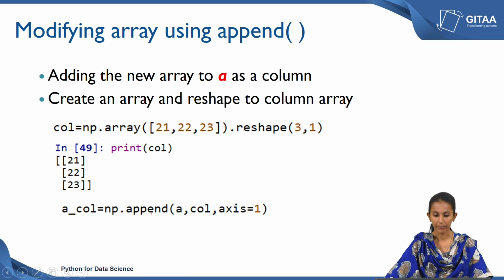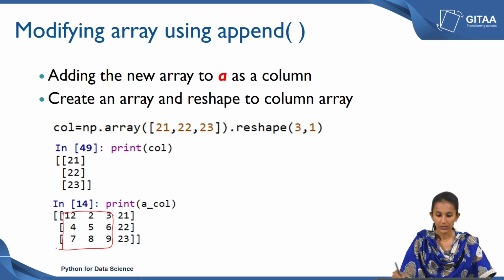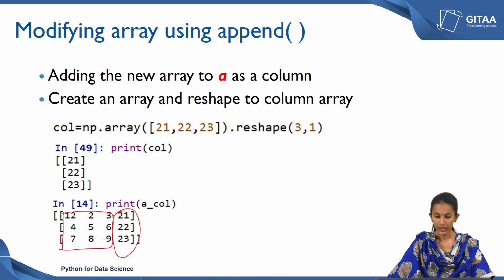So, np.append is a function. This is our existing array A, comma, the new array which we have created now, comma, axis is equal to 1. You can store it in a variable called A underscore col. This will be an array data type. Till this point, we had the original array. Now we have created a new array, so it appends the array at the last. Our output will be 3 rows and 4 columns.